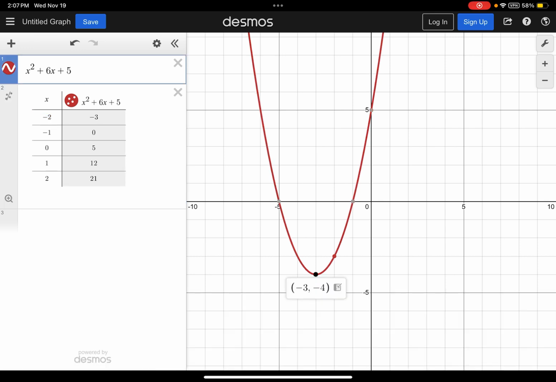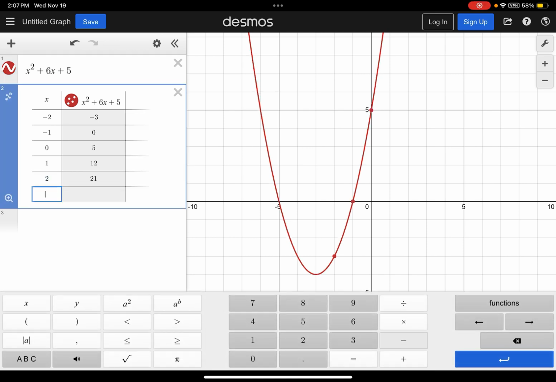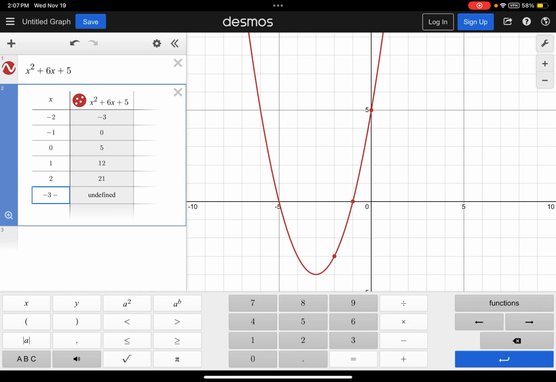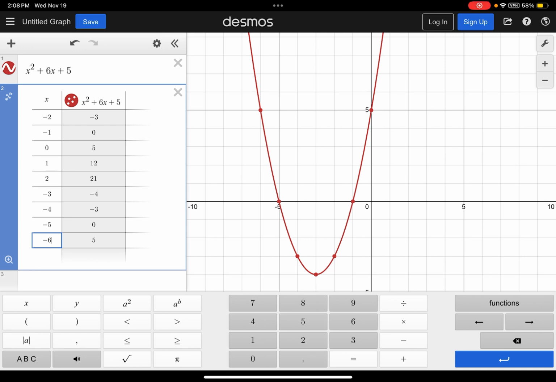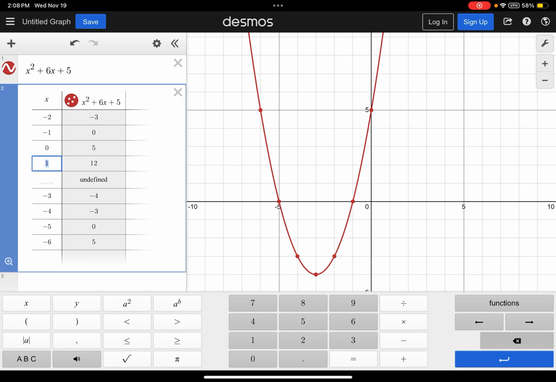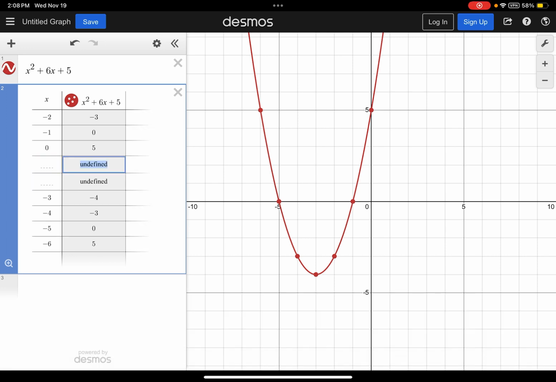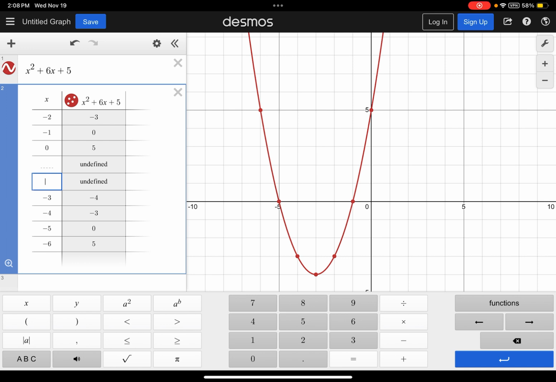I'm going to want to calculate where this one is, so I'm going to go back to my table, and I'm going to add negative 3, hit enter, then add negative 4, hit enter, and add negative 5. That's going to give us the points up the left side, and I'm going to add one more, negative 6. So the points on my graph, I can't see 2, and I can't see 1. Let's just delete these rows. So we're going to plot these points that I can see.